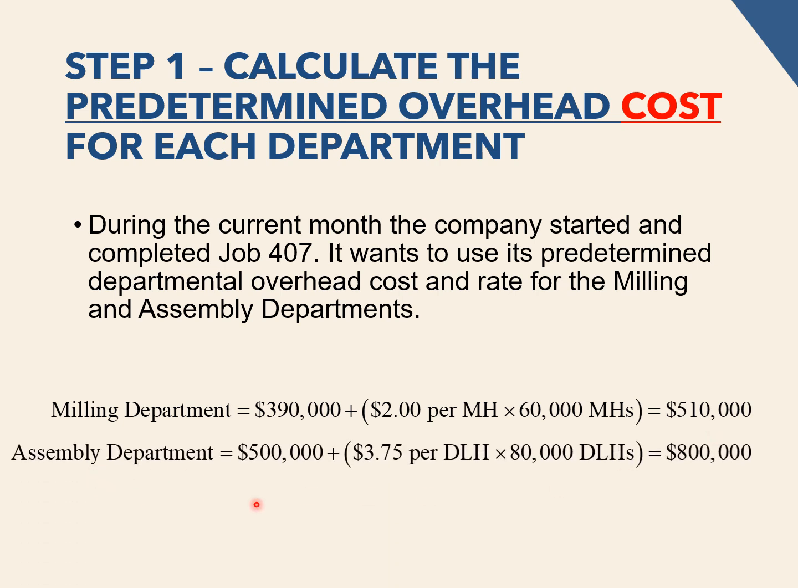For assembly, this is the fixed part and this is the variable part. The total overhead cost for assembly is $800,000.